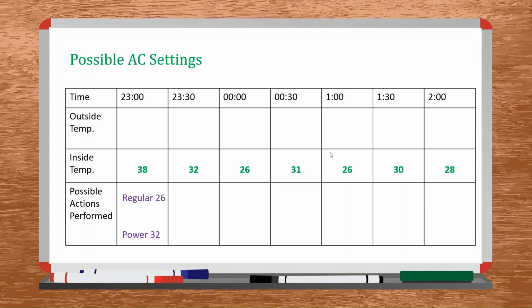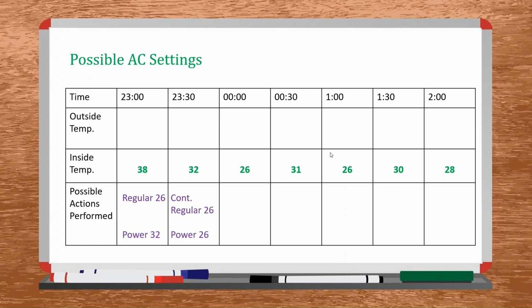Next, at 11:30 the temperature is 32 and at 12 the temperature is 26. To make this change from 32 to 26, what options can we take? First option is we can keep the AC on regular mode, which was there previously, and continue it on 26. So in the next 30 minutes the temperature will change to 26. Or, since the power setting is 32, we can reduce it to 26 so that by 12 a.m. the temperature reaches 26. These are the two possible actions that we can take.